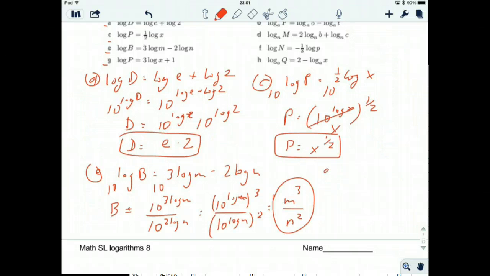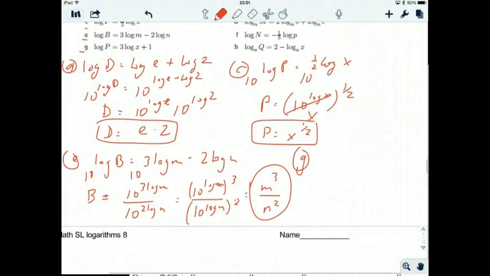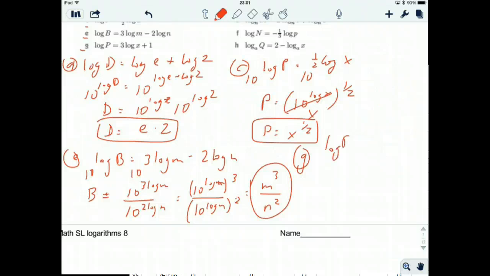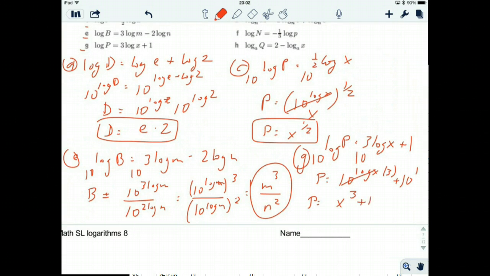Okay, and then G. Log of P is equal to 3 log of X plus 1. Take both sides to the 10th power. 10 to the log of P is just P. 10 to the 3 log X plus 1 is 10 to the log X times 3 plus 10 to the 1. P is equal to X to the 3rd plus 10.